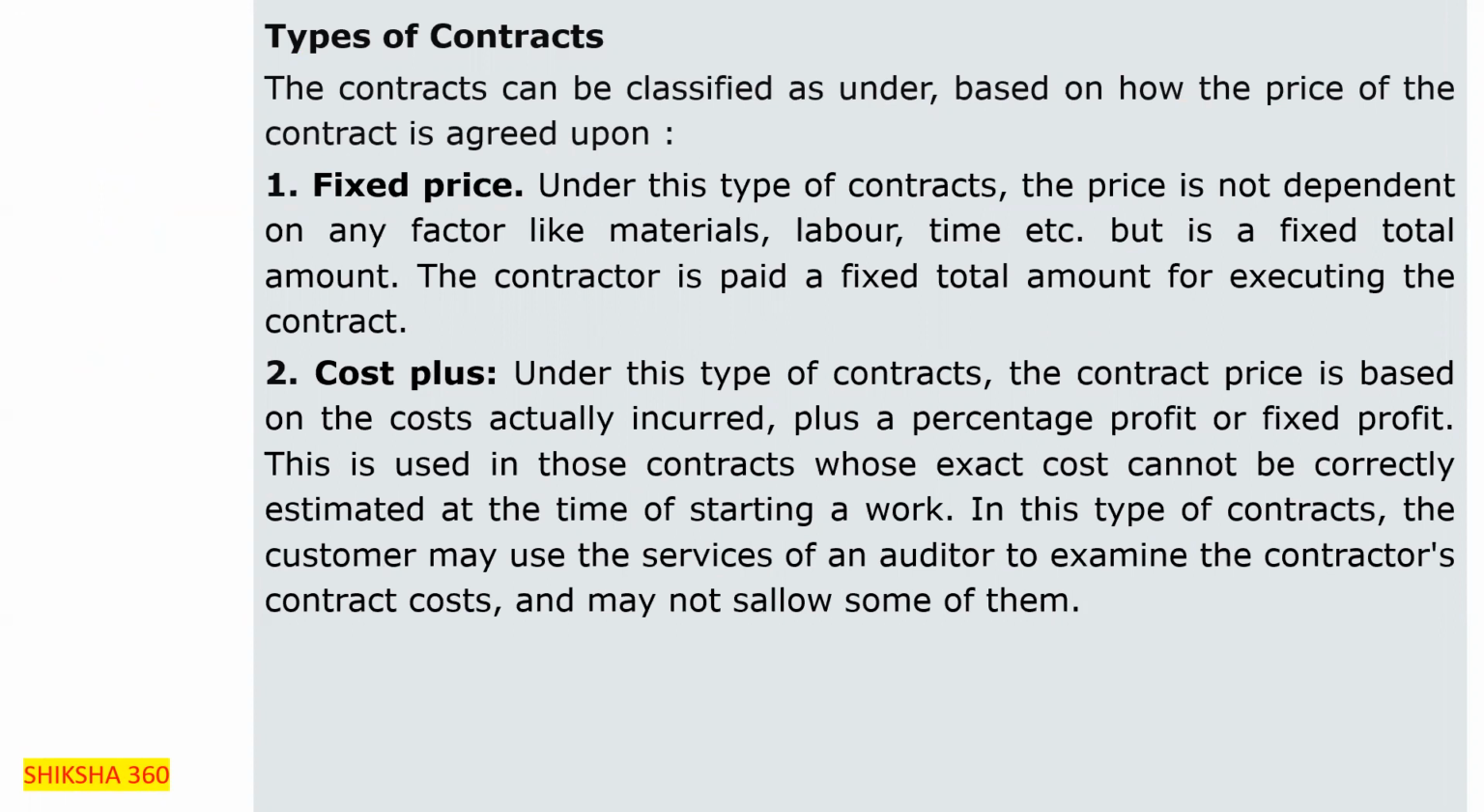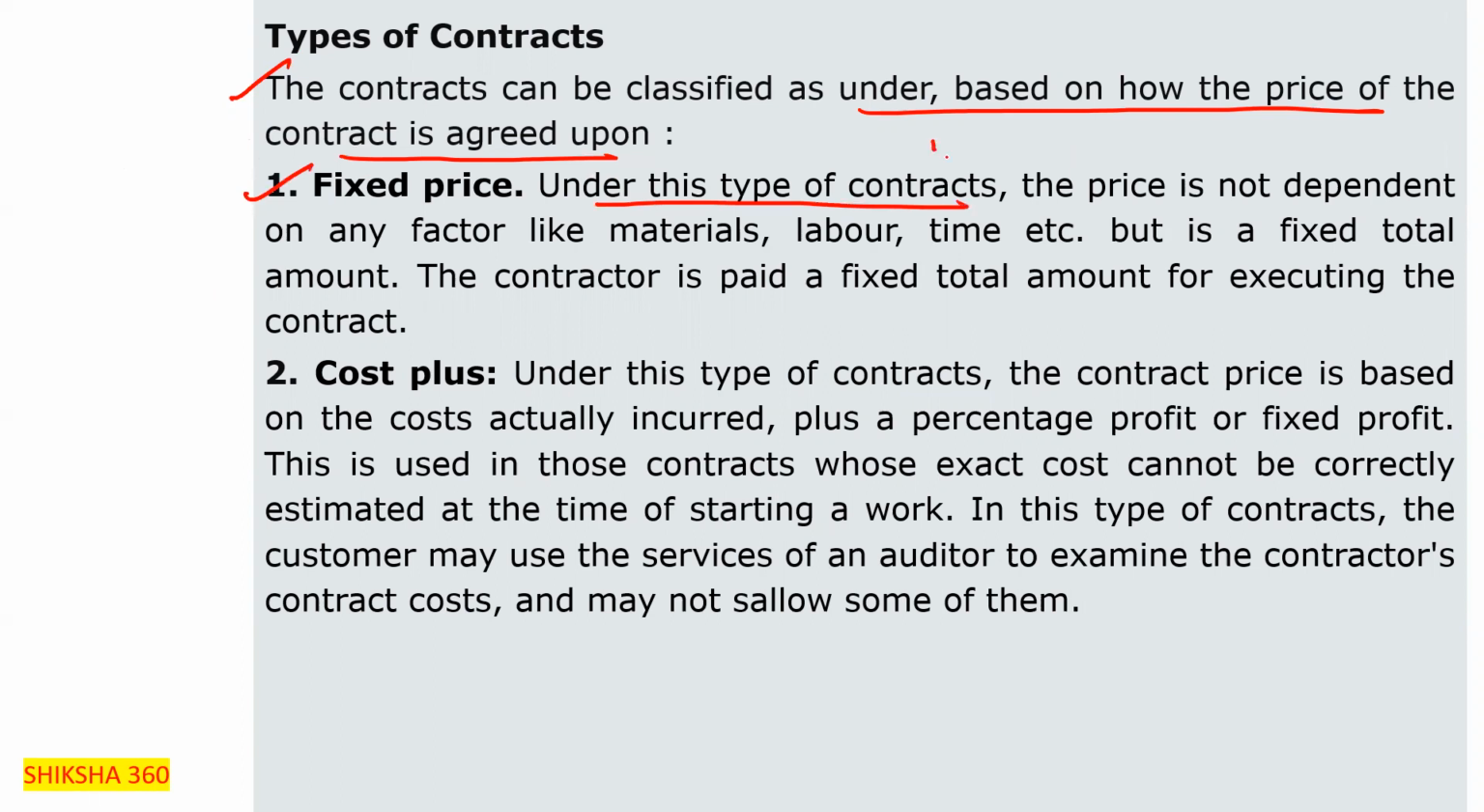Now the next topic we have to discuss is the types of contracts. Contracts can be classified based on how the price of the contract is agreed upon, that is, how much payment has to be given. On that basis there are different types of contracts. First one, the fixed price.